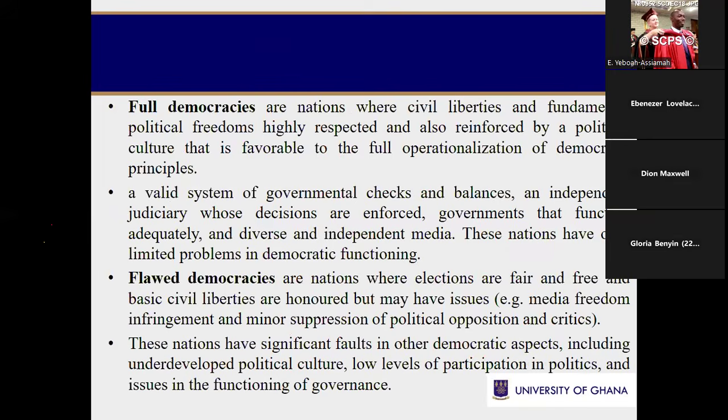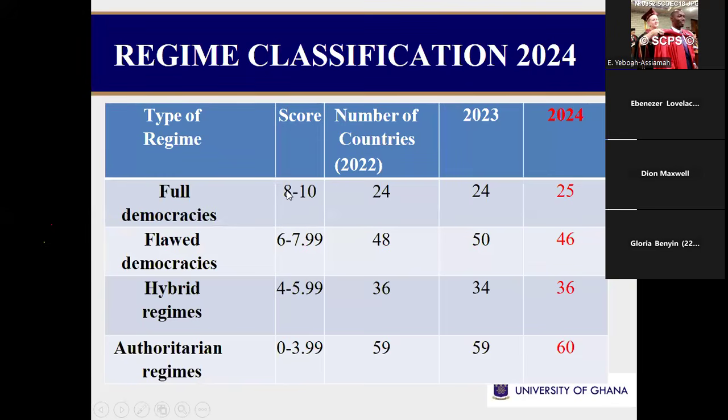Full democracies are states where civil liberties and fundamental freedoms are highly respected, reinforced by a political culture favorable to the full operationalization of democratic principles. There is a valid system of checks and balances, an independent judiciary, and independent media. And when I said the US is not a full democracy, we mean it, because it didn't get between 8 and 10. In 2022, only 24 states were full democracies.